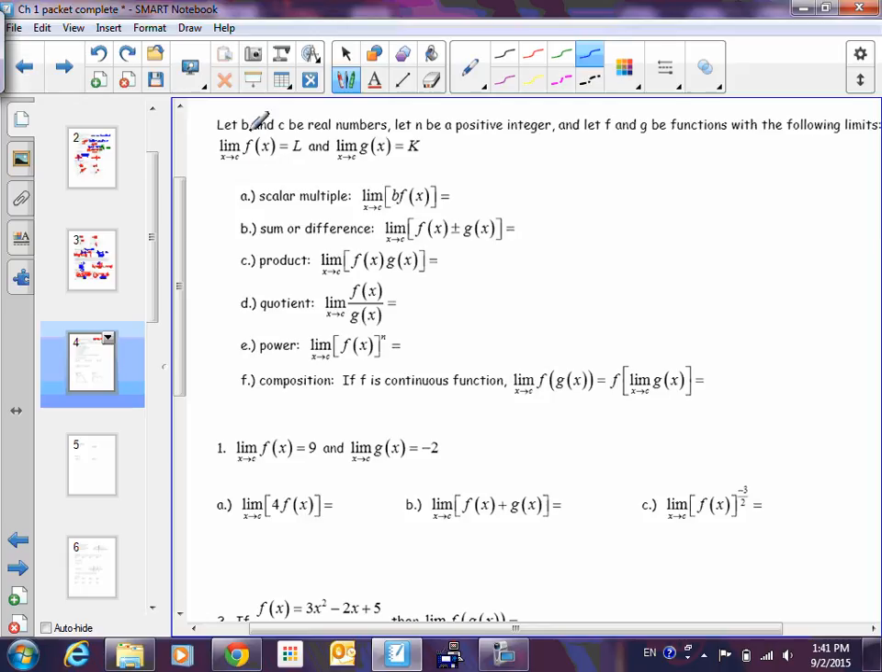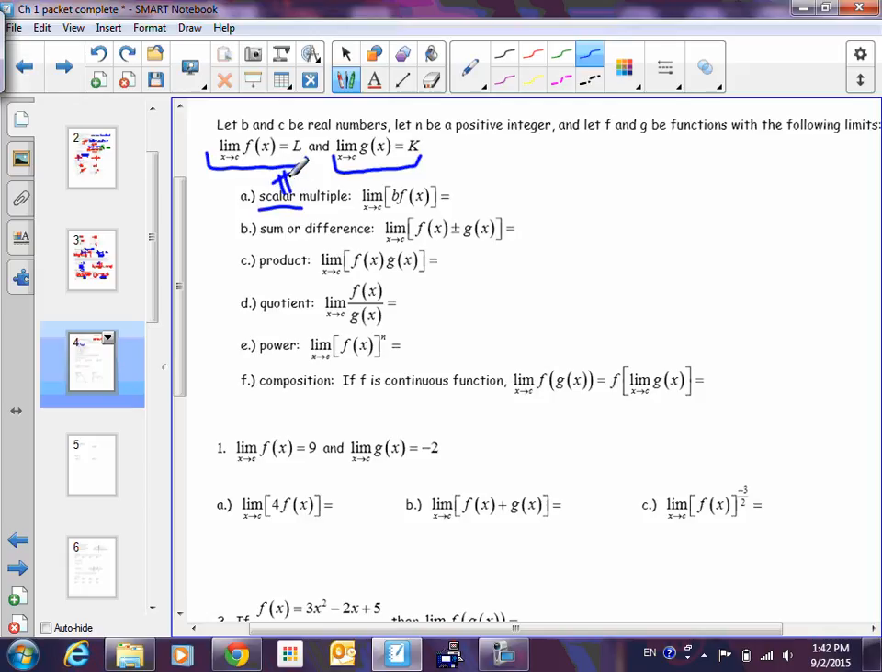One thing you got to know is that B and C are numbers, N's a positive integer, F and G are functions, and L and K are also numbers. So it's some really vague problem with some function, and when you take the limit as x approaches some number, you get some other number. That's L. And then we have another function with another limit. Assuming that we know these two limits, what other kinds of problems can we do? Okay, so scalar.